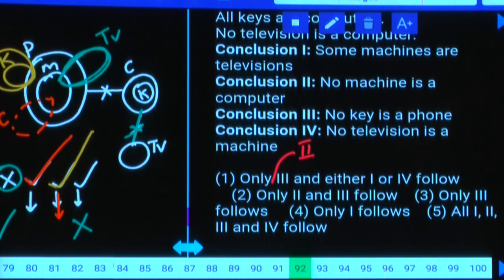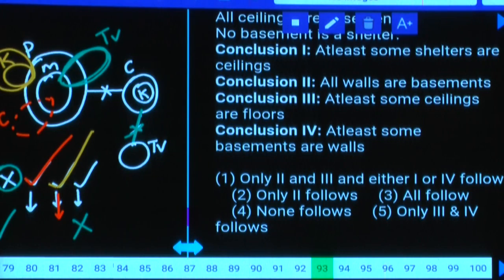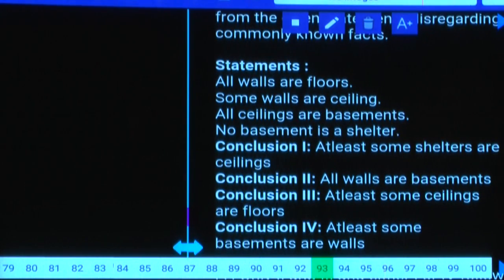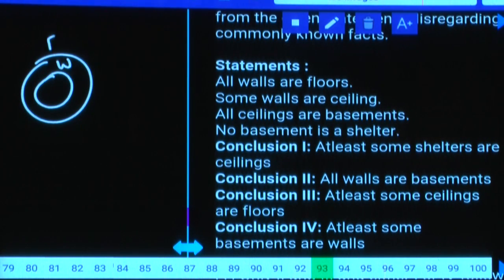Then question number 93. Now in this question number 93, some of the walls are floors. Some walls are floors. So how to write this one? These are the walls which are floors. Some walls are floors and all walls are floors. No, first statement is all these walls are floors. All walls are floors. And next one, some walls are ceiling. Some of the walls are ceiling can be written like this.